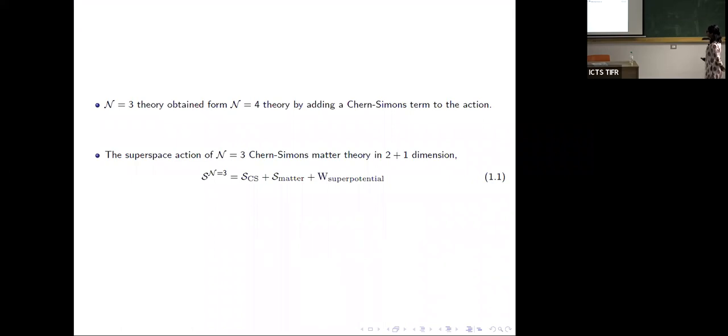So the final Chern-Simons action with N=3 supersymmetry has this schematic structure. There is a Chern-Simons part, which is denoted by S_CS. And there's a matter part, which comes from the chiral superfields. And there's a superpotential term.